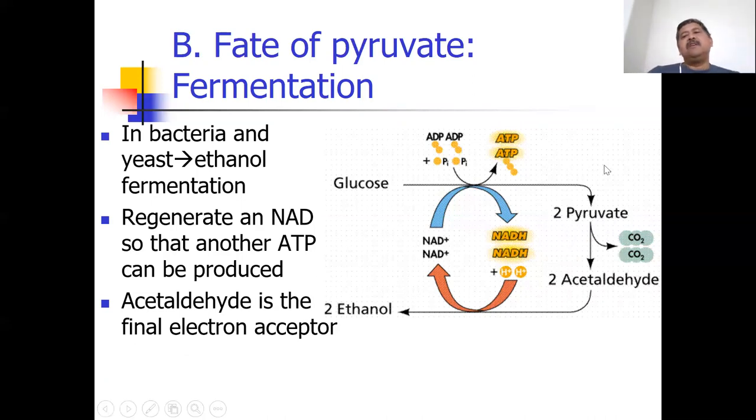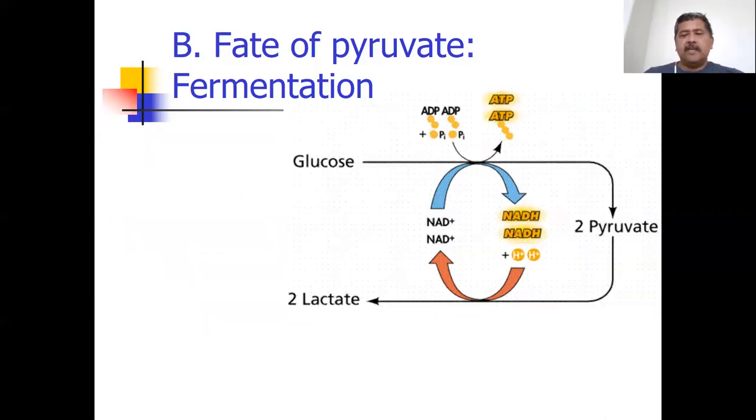Now, over here we call this chemical here acetaldehyde the final electron acceptor. These arrows represent the paths of electrons in these chemical reactions, and the electron finally stops here at acetaldehyde. So that's why we say acetaldehyde is the final electron acceptor in ethanol fermentation.